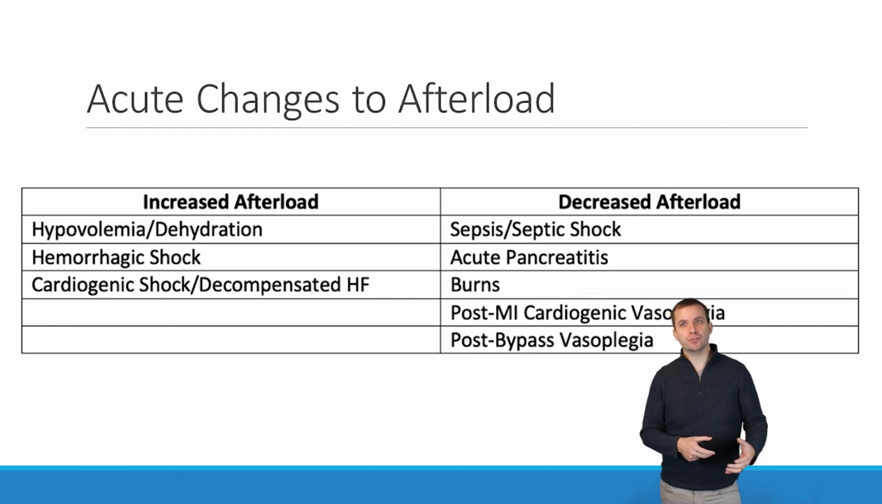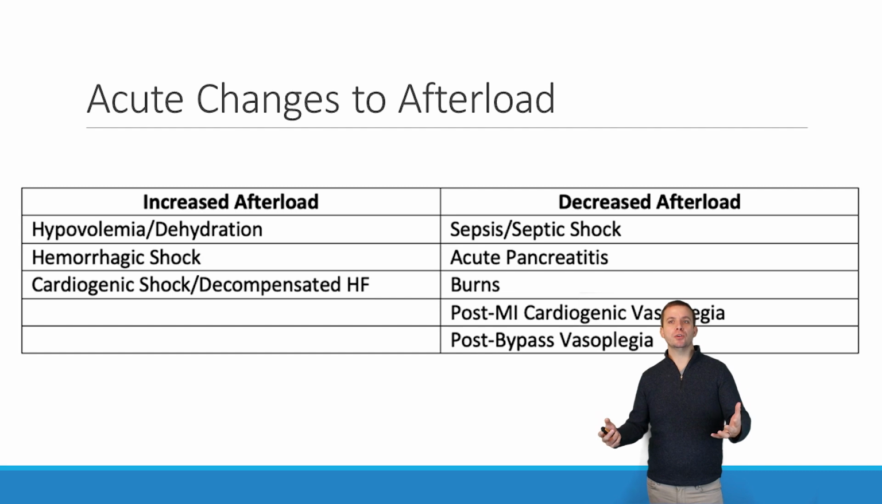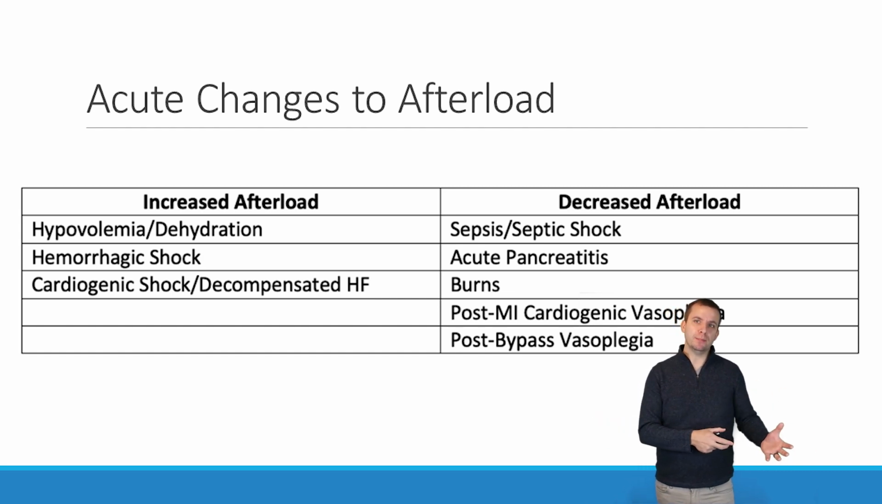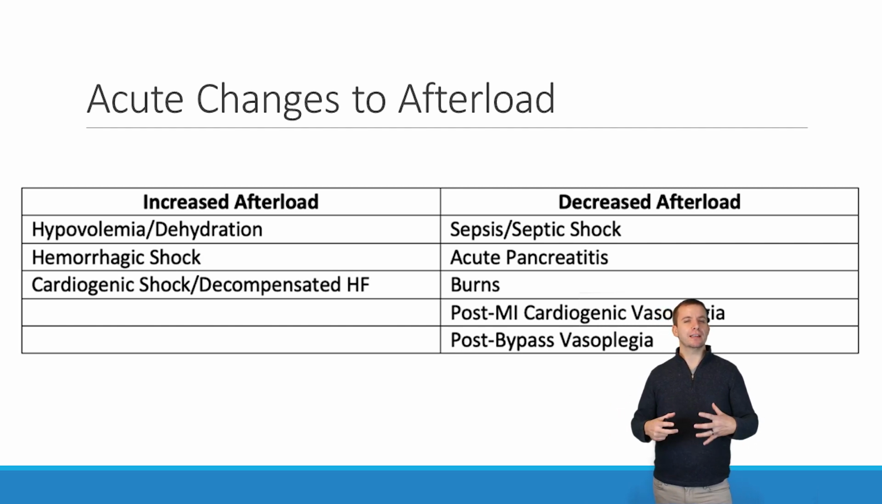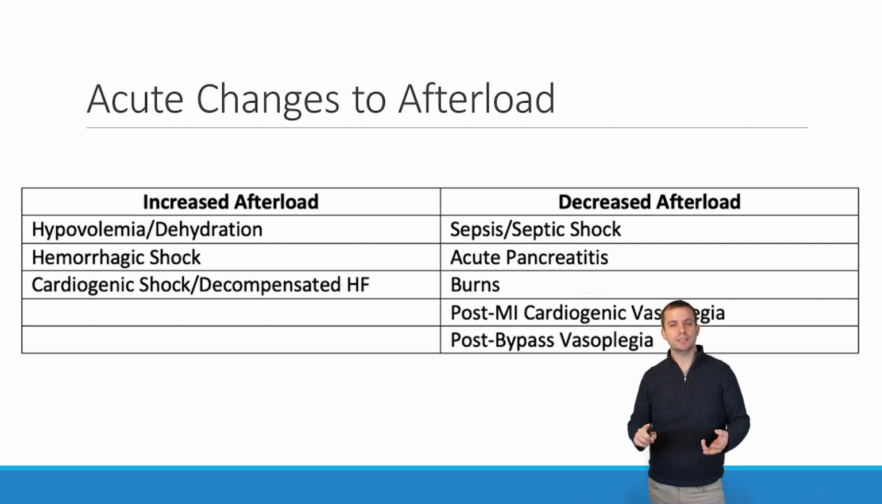Acute changes to afterload. So something where very acutely, all of a sudden you have big changes in afterload is that if you have hypovolemia or dehydration, hemorrhagic shock, cardiogenic shock, decompensated heart failure, all those will lead to increased afterload, whereas decreased afterload are going to be things that cause vasoplegia or dilatation: sepsis, septic shock, acute pancreatitis, burns, post-MI cardiogenic vasoplegia, post-bypass vasoplegia.